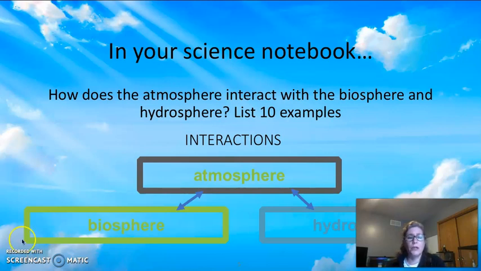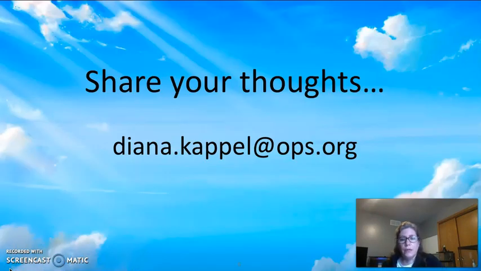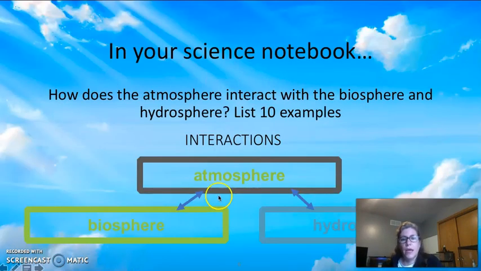So you can see in my model that I have the atmosphere shown, and then I have arrows pointing to the biosphere and pointing to the hydrosphere, but also the hydrosphere points back at the atmosphere. The biosphere points back to the atmosphere. All of these spheres interact with each other. It's not just one that affects the other. It's a whole combination of interactions that take place. So I want you to make a list of 10 examples of how the atmosphere and biosphere and hydrosphere interact with each other.